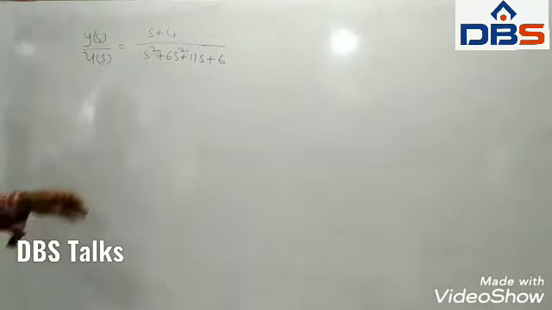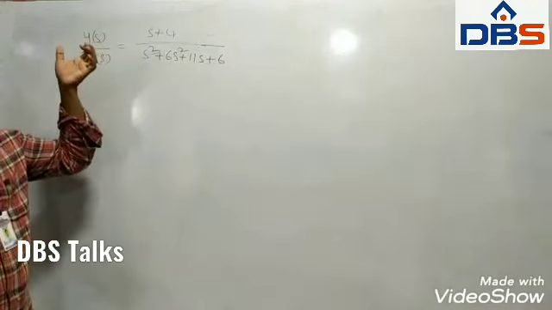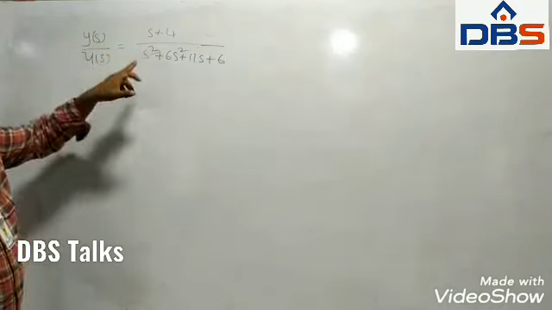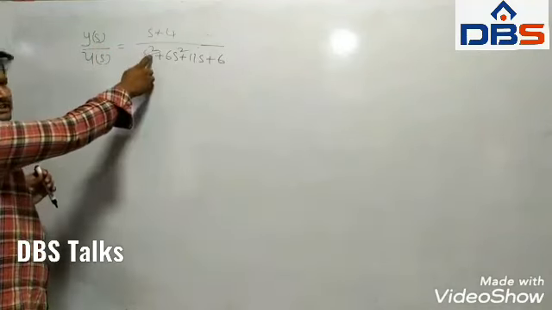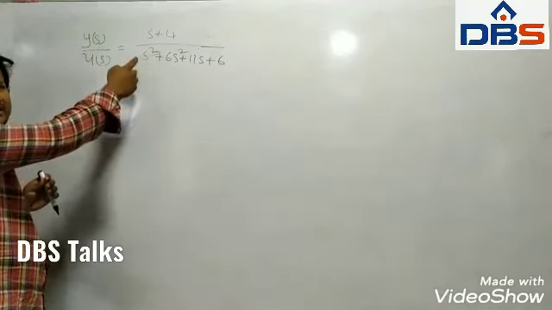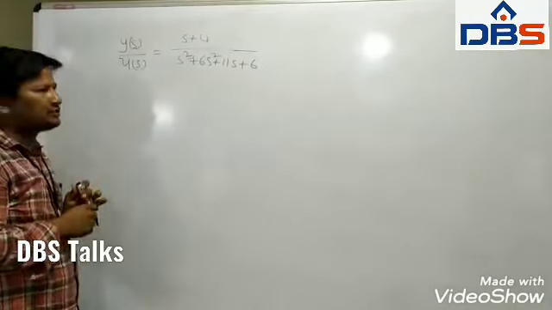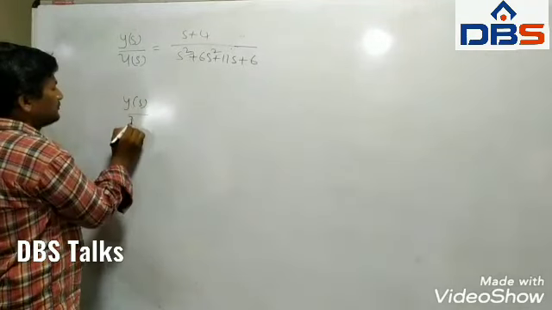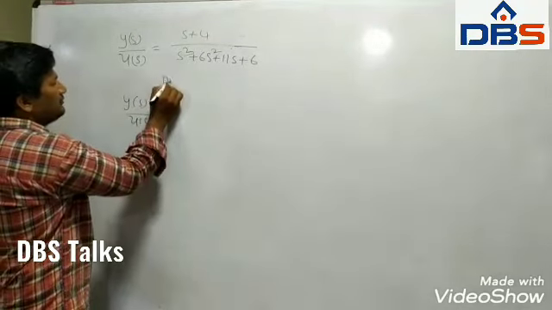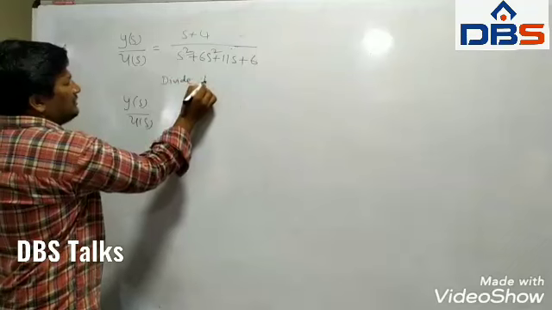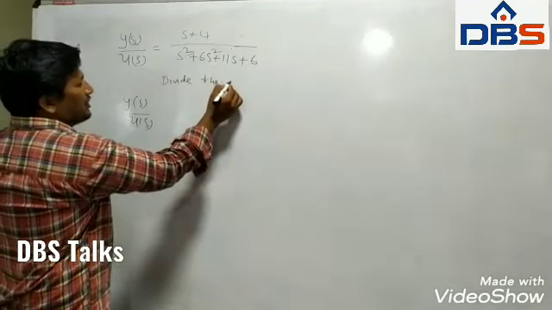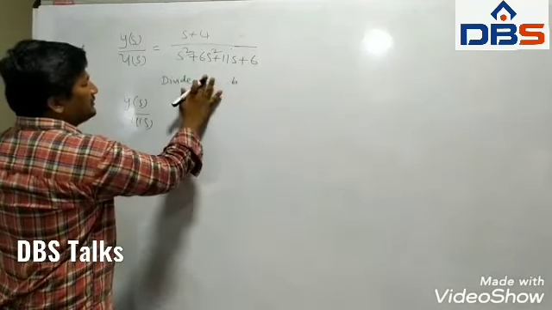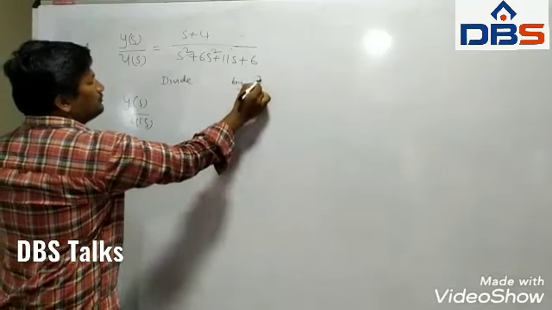First of all, observe the highest degree of the given transfer function. The highest power of s is the highest degree, so 3 is the degree. Now divide the numerator and denominator by s cube.